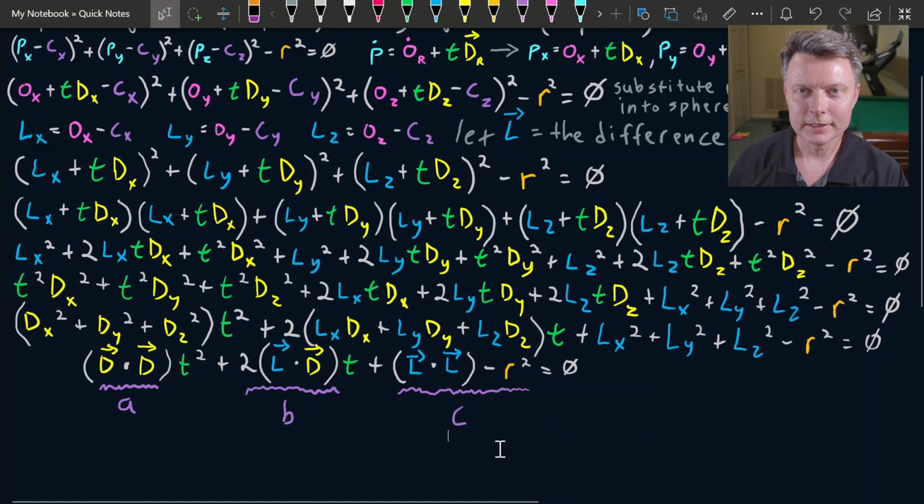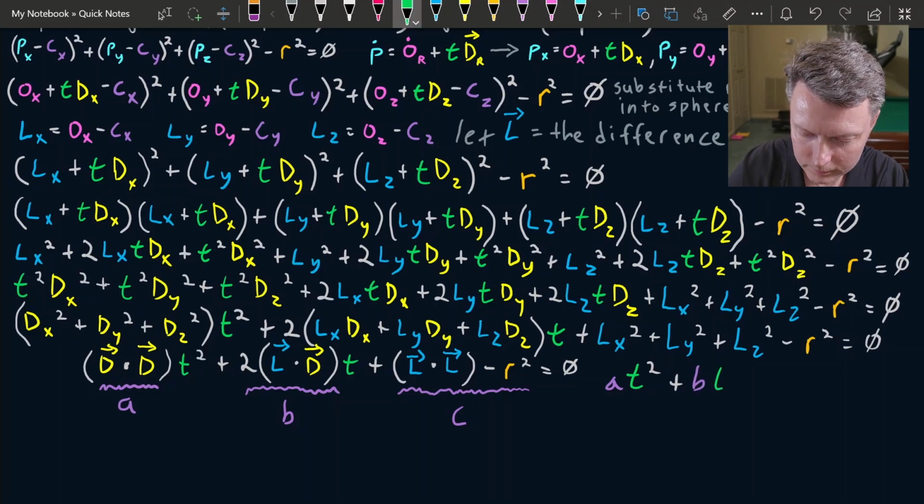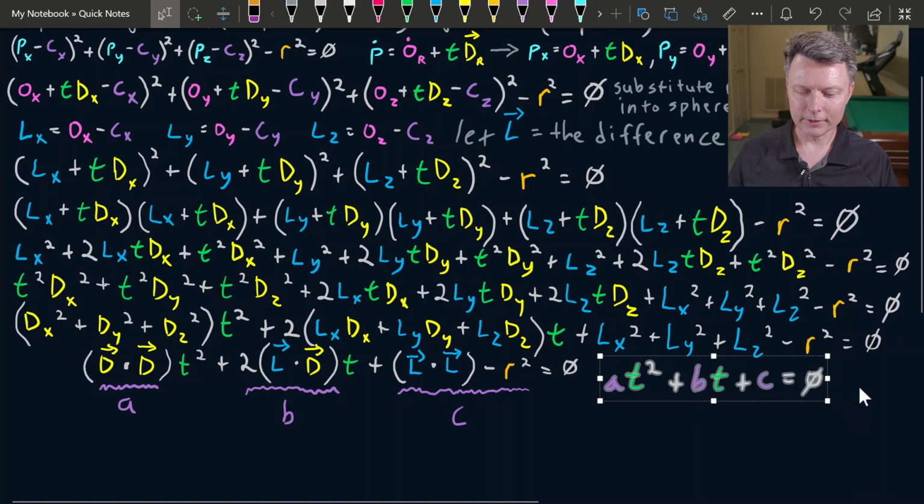And now let's rewrite it in its final form, and hopefully you'll see what this becomes after all this math. I'm going to use the new names that we gave these constants: a t squared plus b t plus c equals 0. Finally, after all this work, we arrive at our final destination, and hopefully this looks familiar. This is called a quadratic equation in t.